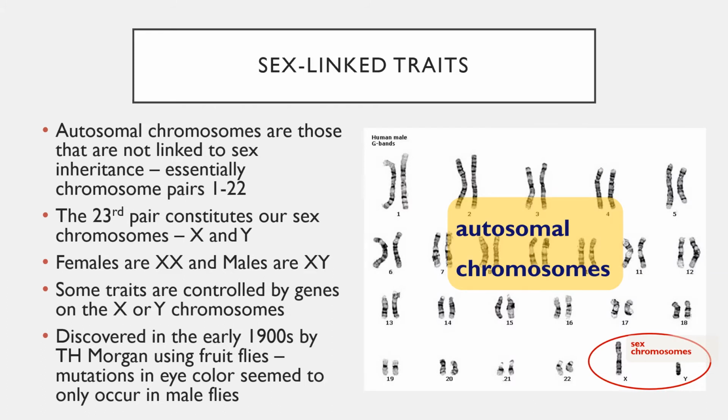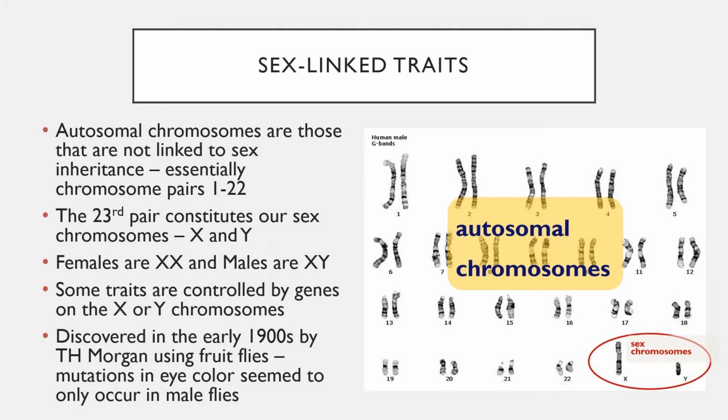So we have 23 pairs of chromosomes. 22 of these pairs are considered autosomal chromosomes. These are the ones that control normal daily functioning of your body. But then we have that 23rd pair, and these ones are going to primarily be there to determine your sex. We call them your sex chromosomes because they're going to determine whether you are genetically male or genetically female.